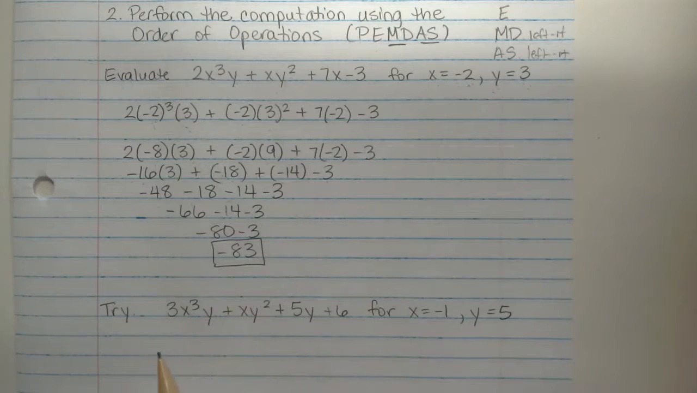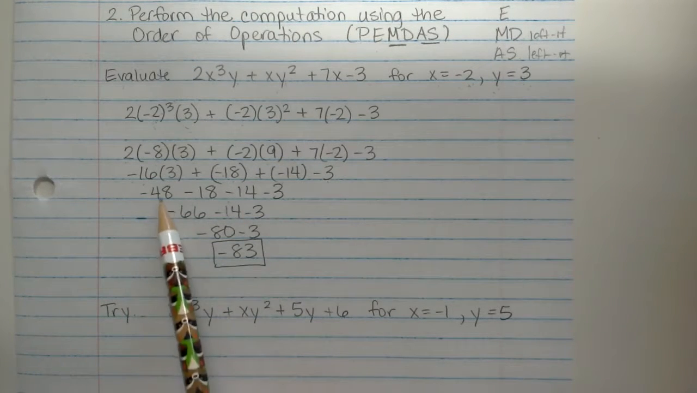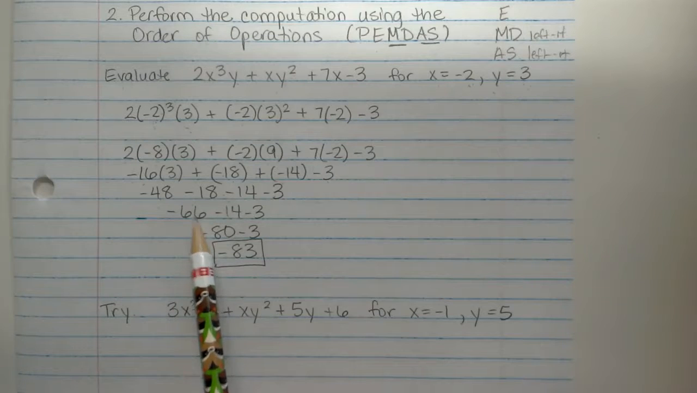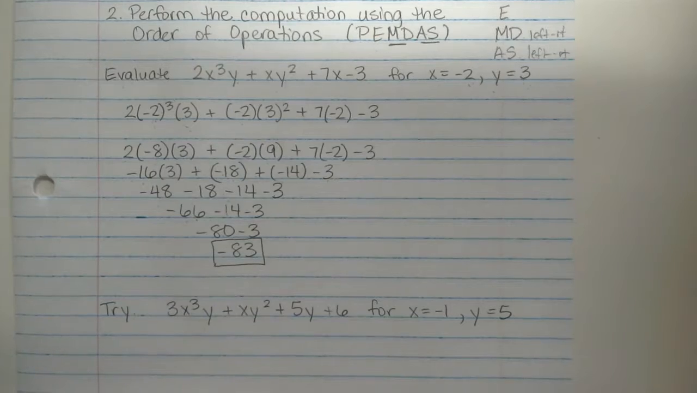Now I have a variety of additions, or you can think of adding a negative, or subtracting. So I'm just going to go from left to right. -48 and 18 is -66. -66 and -14 is -80. And again, you just keep going.